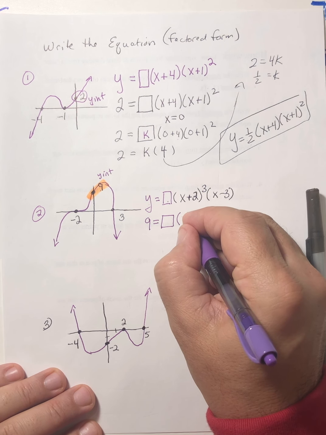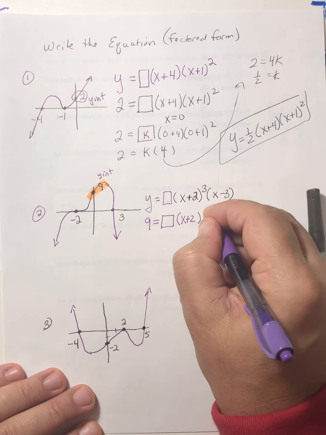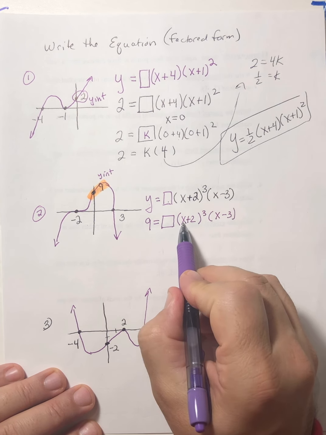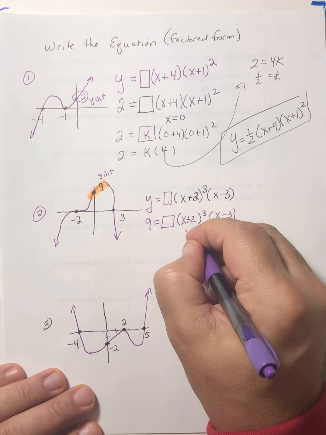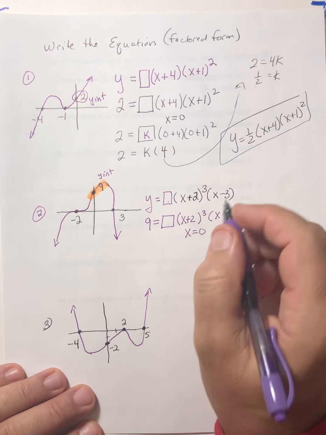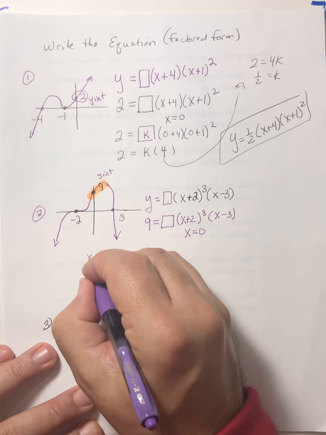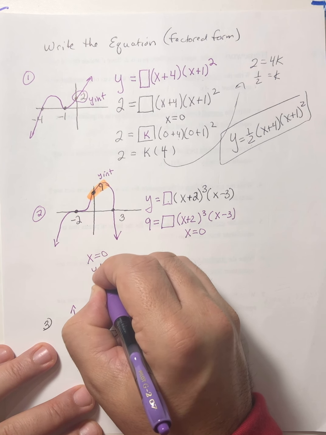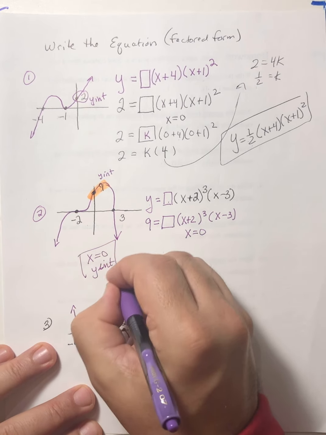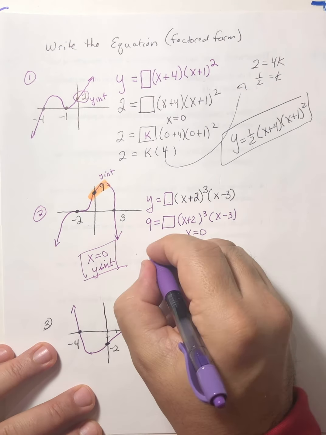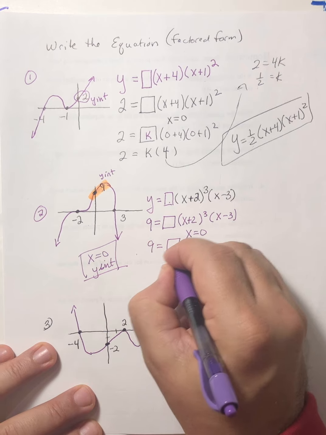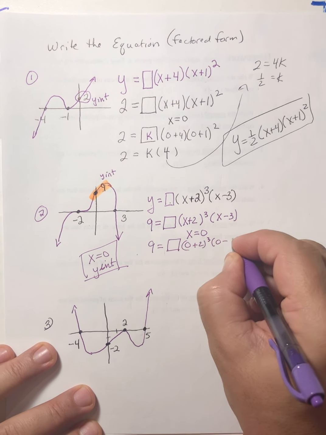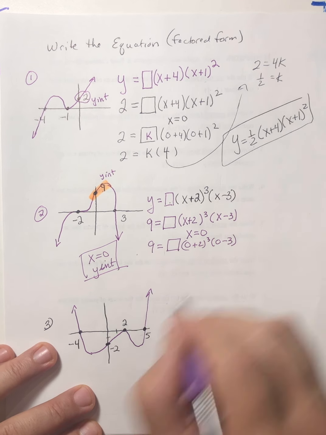I'm going to do this step by step. And that, right, what are we going to fill in for the x's? That's right, x equals 0 to find the y-intercept. So I have 9 equals 0 plus 2 to the third, times 0 minus 3.